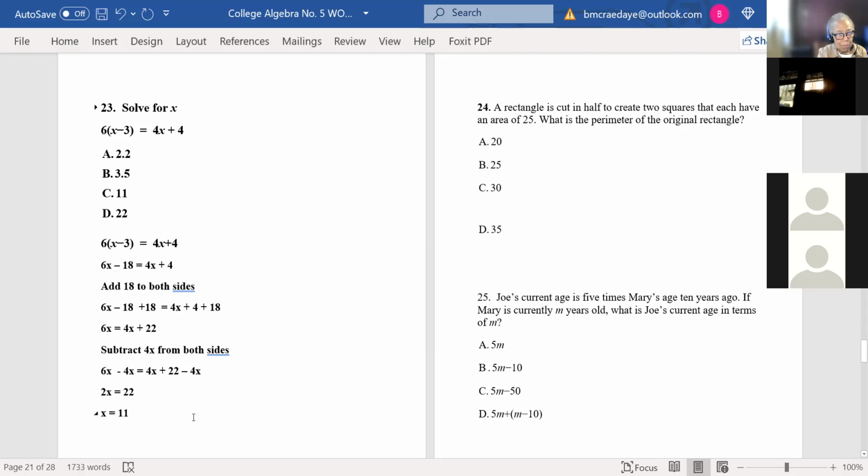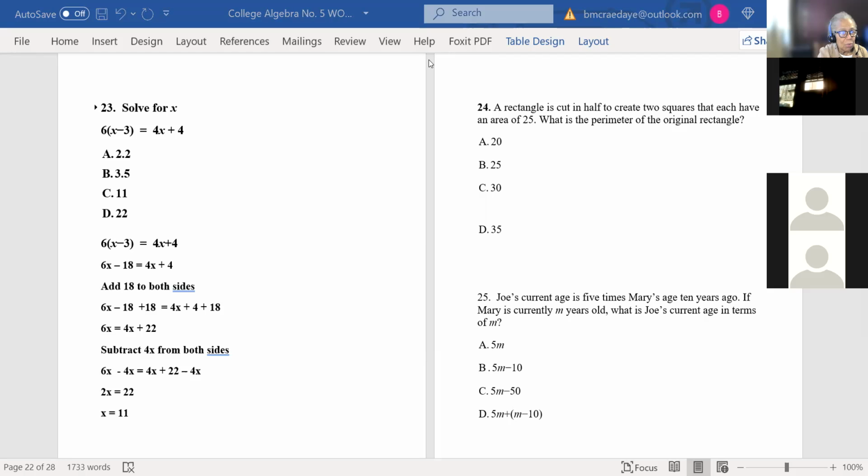No. Okay. All right. Let's look at number 24. Now, 24, I want you to picture a rectangle cut into 2 squares. Each has an area of 25. Okay, so you have a rectangle cut into 2 squares, each with an area of 25. Latoya, did you do this one? I didn't get to this one. Okay, all right.